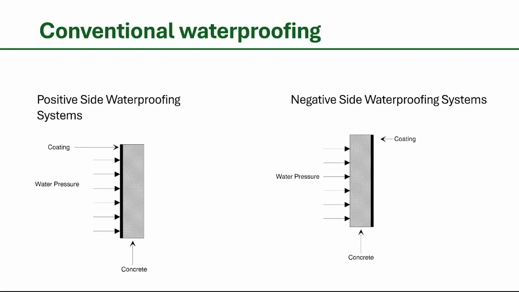Conventional waterproofing, we have two means of doing conventional waterproofing. We're always going to go for positive side waterproofing if we can, and that is to put the waterproof coating on the side that's receiving the water.